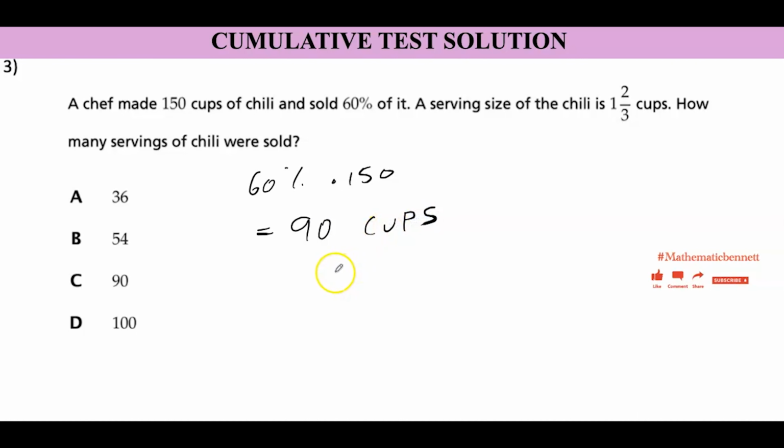But how many servings would that have been? We have to divide this 90 by this 1 2/3, and we get 54. So we see that there were 54 servings that were sold.